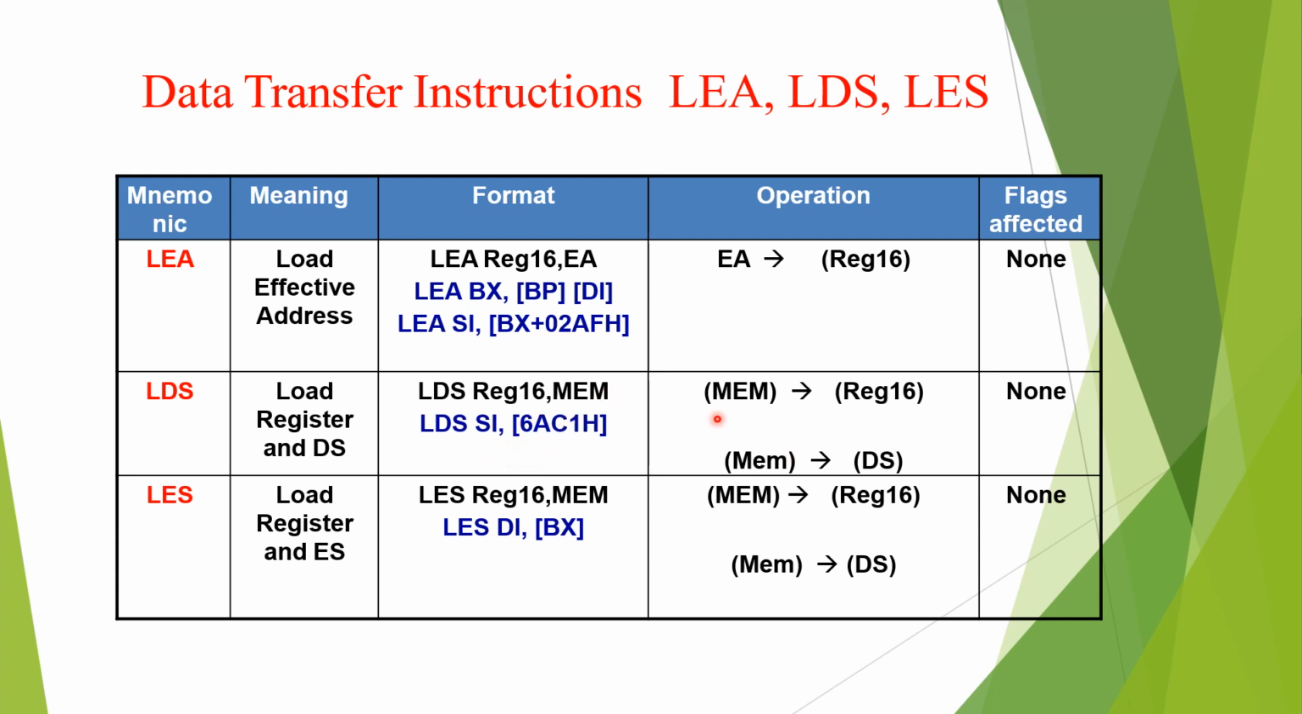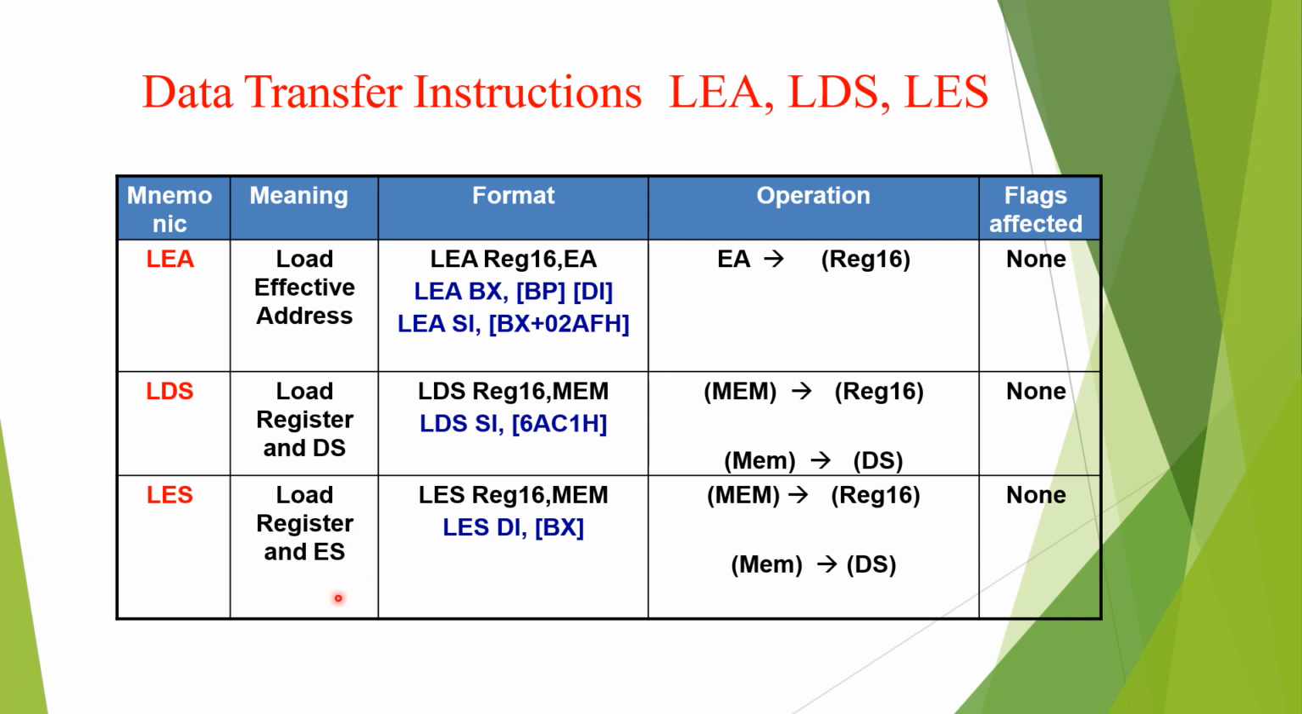So whatever the data is present in the memory will copy to the 16-bit register as an address, and you can also copy the memory to the data segment. As you can see, this is LDS mnemonic, and it's associated with the segment called as data segment.